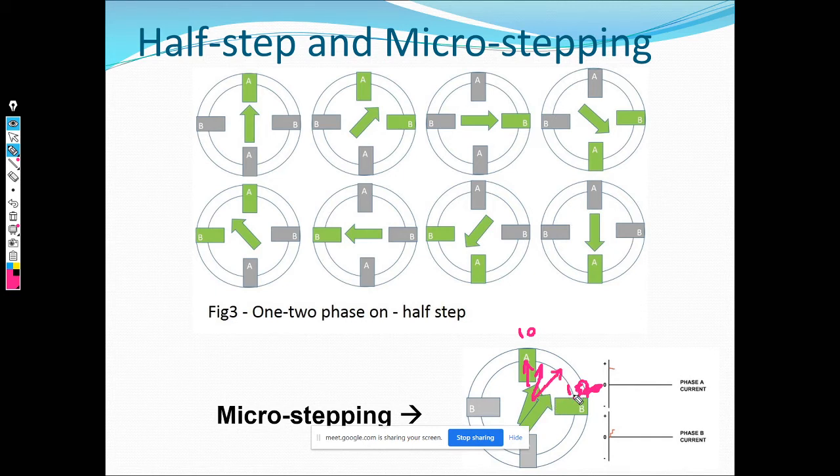Then you will make A as 5 and B as 10, so it will occupy somewhere here. And finally you will make A as 0 and B as just 10, so you see it will take 45 by 2 degrees. So that's how you can control this, right? You can even divide it into further micro steps. You understood this part?